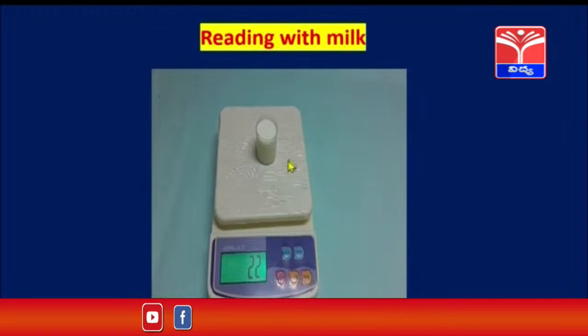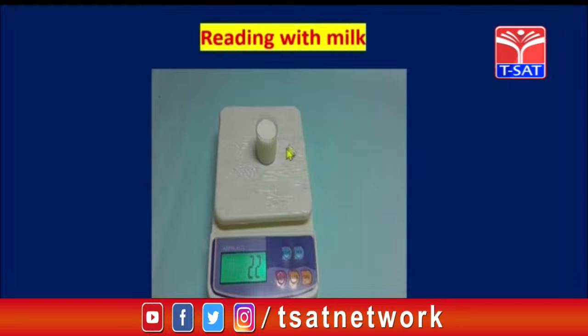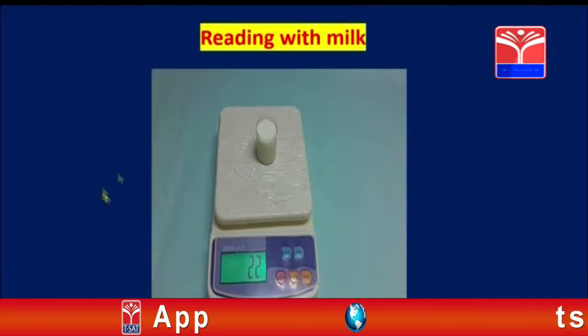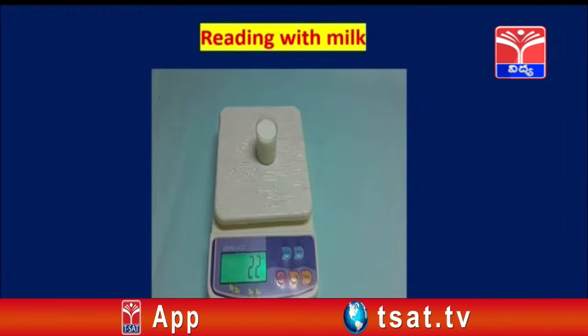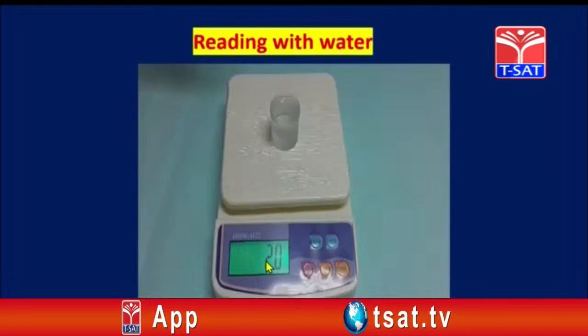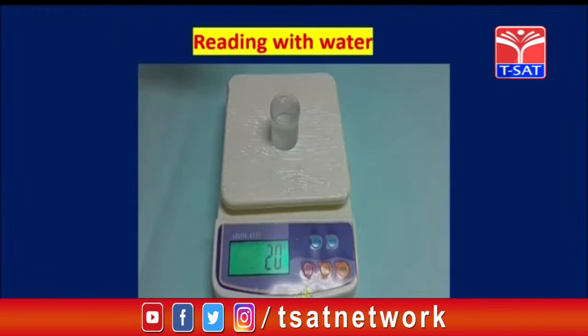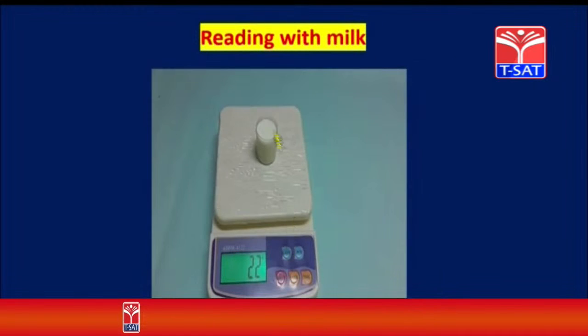Now, the reading with milk. Fill the same cylinder with milk. Earlier it was filled with water, now it is filled with milk. What is the reading with milk? It is 22. So, you can see, children, with the empty cylinder the reading is 0, with water the reading is 20, and with milk the reading is 22.